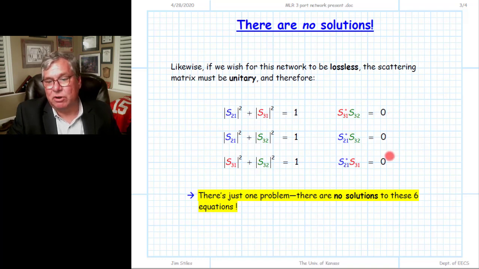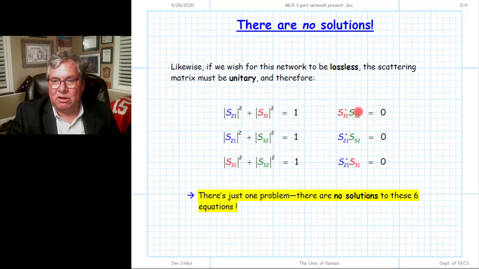It turns out there are no solutions then to these 6 equations. You can kind of see this if we, instead of talking about real and imaginary, take the magnitude of these 3 equations. If this is 0, then the magnitude of this is equal to 0, which means the product of the magnitude of S31 and the magnitude of S32 is equal to 0. Well, that means that one of those 2 magnitudes must be equal to 0. The same thing here. One of the 2 magnitudes must be equal to 0, and then the same thing here.